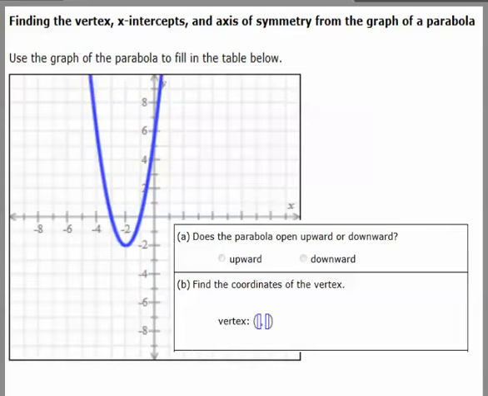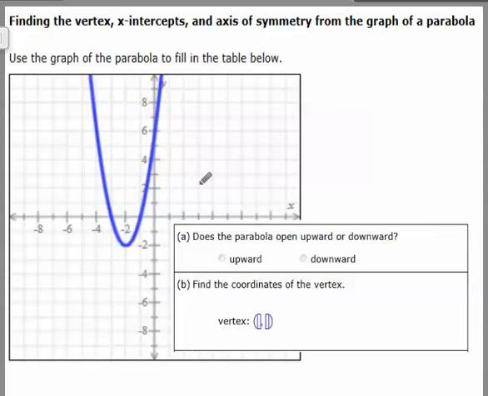We're going to review the ALEKS topic, finding the vertex, x-intercepts, and axis of symmetry from the graph of a parabola. So it says use the graph of the parabola to fill in the table below. So let's see what it asks us to do here. The first thing it says is, does the parabola open upward or downward?